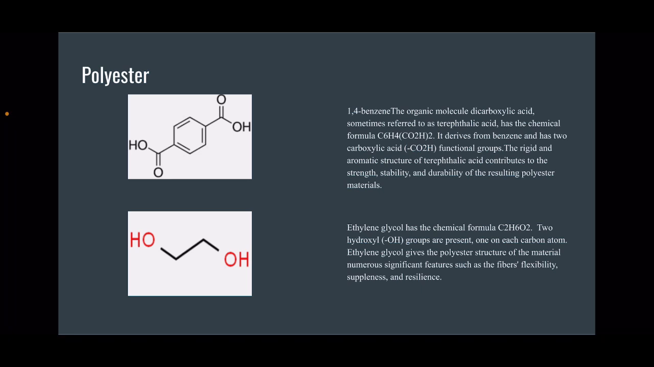And the second one being ethylene glycol, which has the formula C2H6O2, which also contains two hydroxyl OH groups, one on each of the carbon atoms, which gives the polyester structure features such as flexibility, suppleness, and resilience.